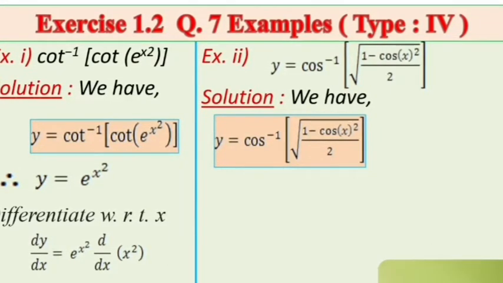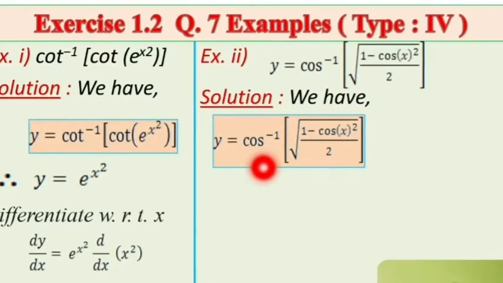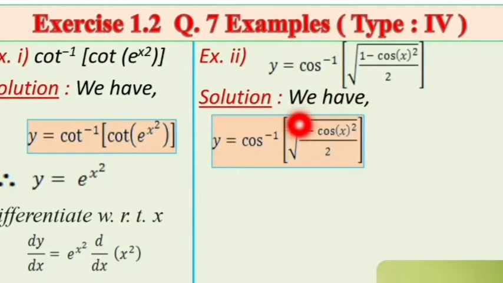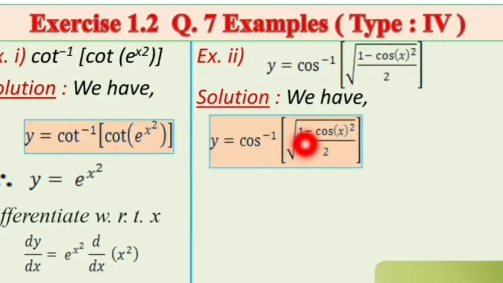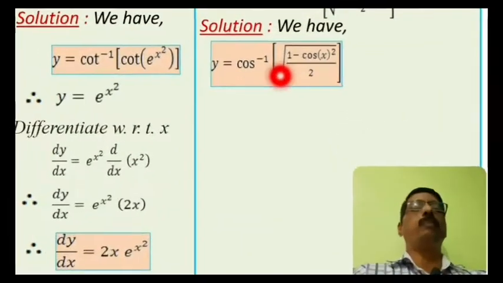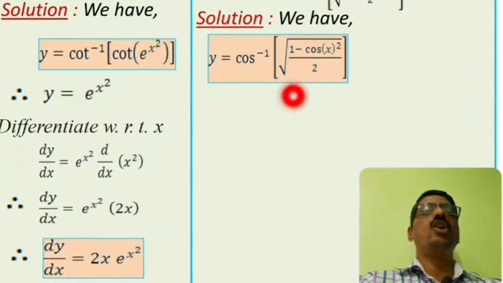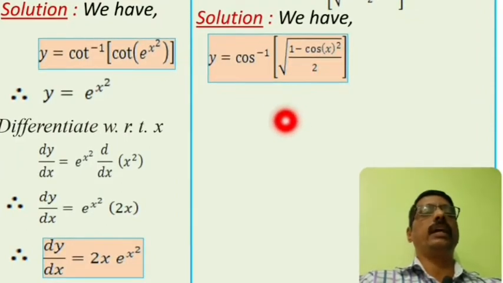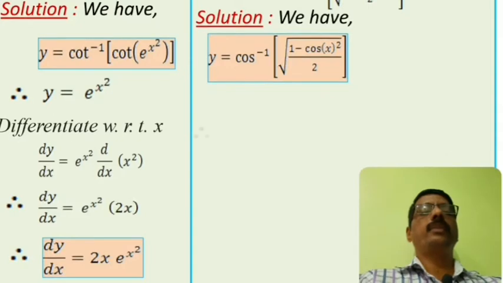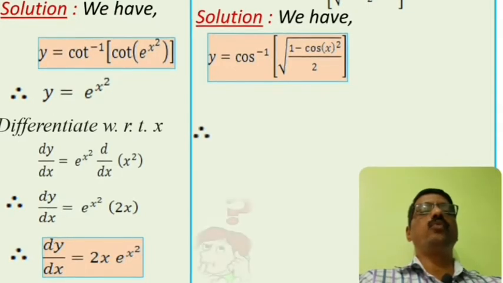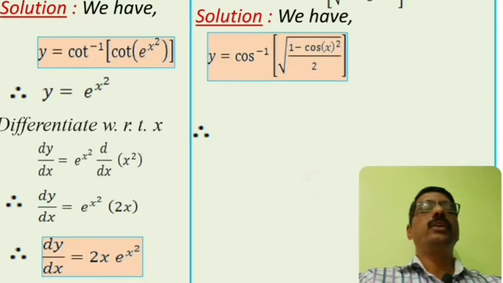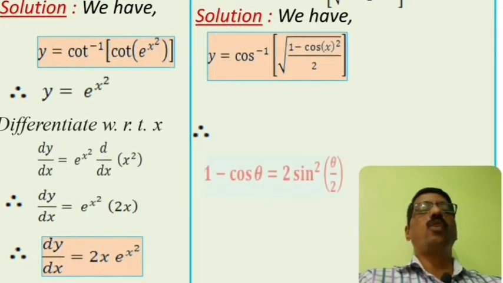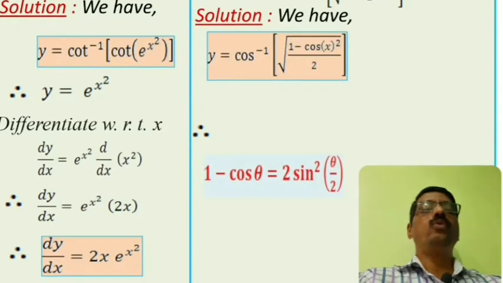Here, outside the bracket we have cos inverse. Therefore we have to create a cos inside, then cos inverse and cos cancel. Therefore we have to replace this function by cos theta or cos of x. And what is the formula? We know that 1 minus cos of theta equal to 2 sin square theta by 2. That is our formula.